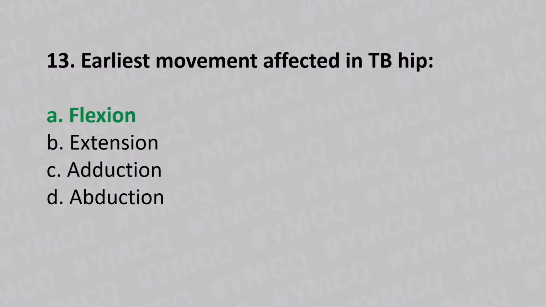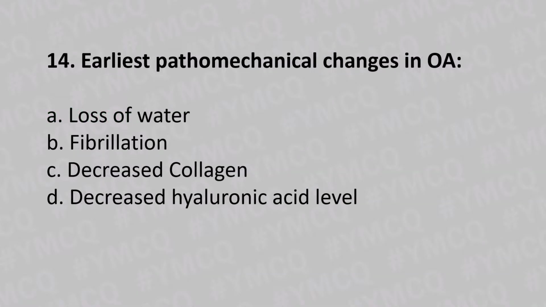Moving to our 14th question. Earliest pathomechanical changes in OA, osteoarthritis. Option A, loss of water. Option B, fibrillation. Option C, decreased collagen. Option D, decreased hyaluronic acid level. And the answer is option B, fibrillation.